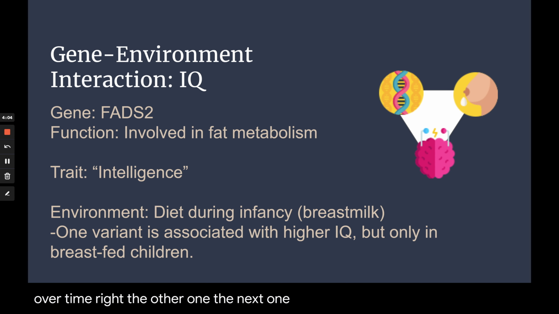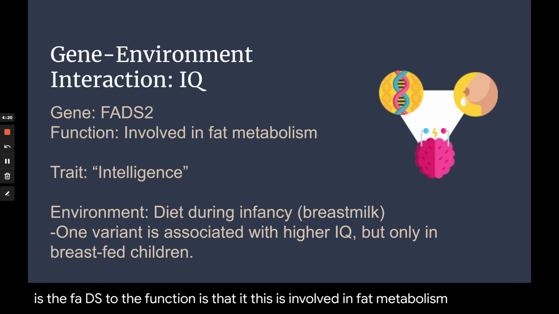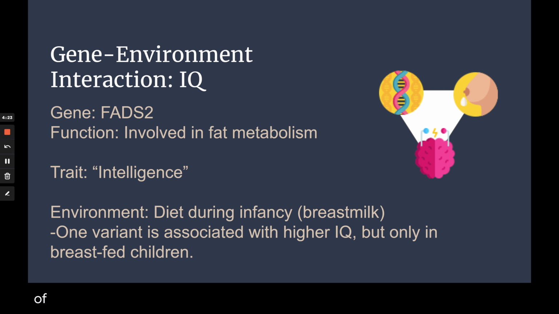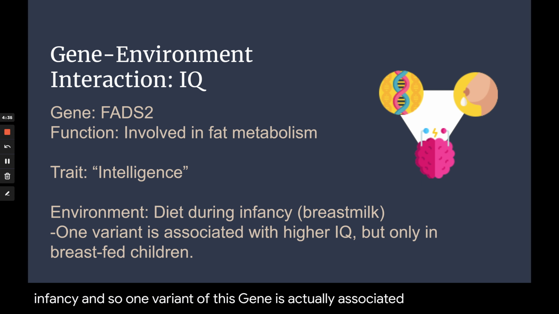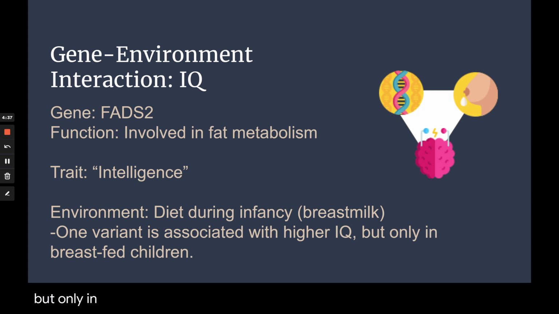The next one is going to be IQ, and we won't talk about all the issues with IQ, but let's just go with it for now. So the gene of interest is FADS2. The function is that this is involved in fat metabolism, but it's related to this trait of intelligence. And so the environmental variable is breast milk, especially during infancy. And so one variant of this gene is actually associated with a higher IQ, but only in breastfed children.